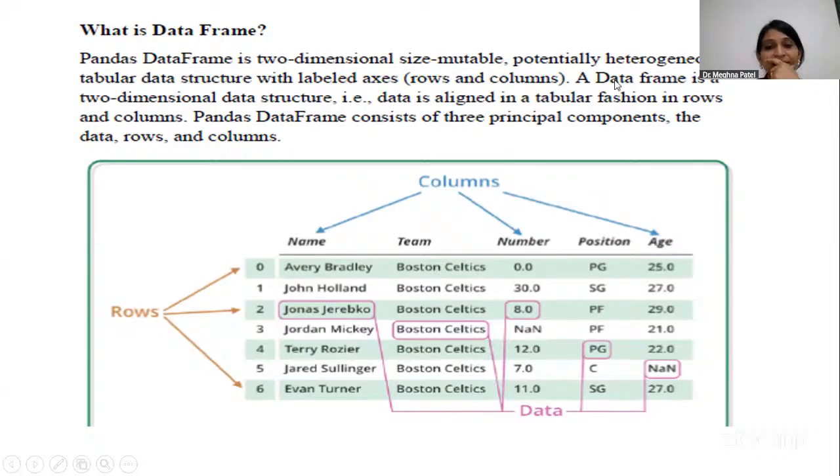Now, again, a DataFrame is a two-dimensional data structure. Data is aligned in a tabular fashion in rows and columns. A Pandas DataFrame consists of three principal components. When you are working with a DataFrame, three things are the main things: the data, rows, and columns. These are the columns, these are the rows, and whatever values are in there will be considered as the data. So when you are working with a DataFrame, these three terms should be in your mind: what is the column, what is the row, and what is the data.